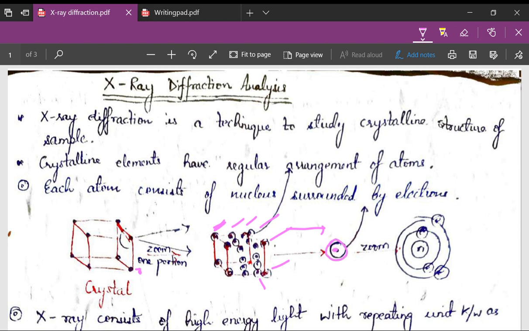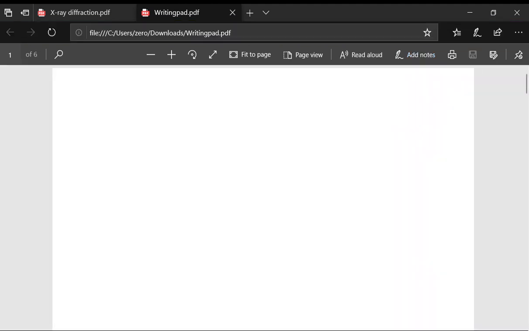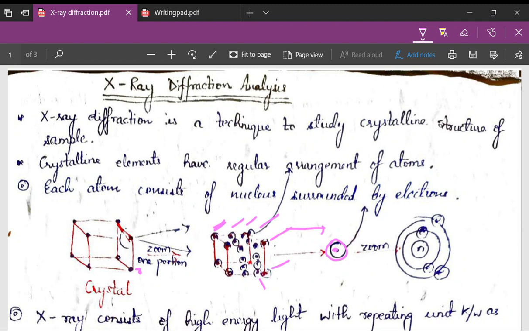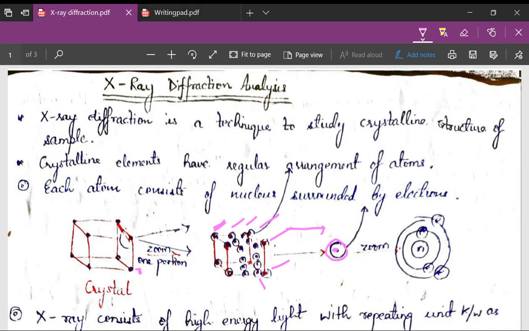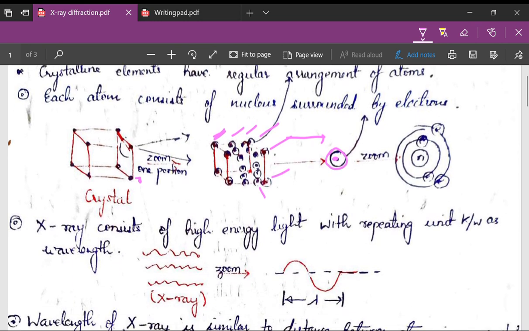which contains a nucleus in the center, and electrons are rotating around the nucleus.